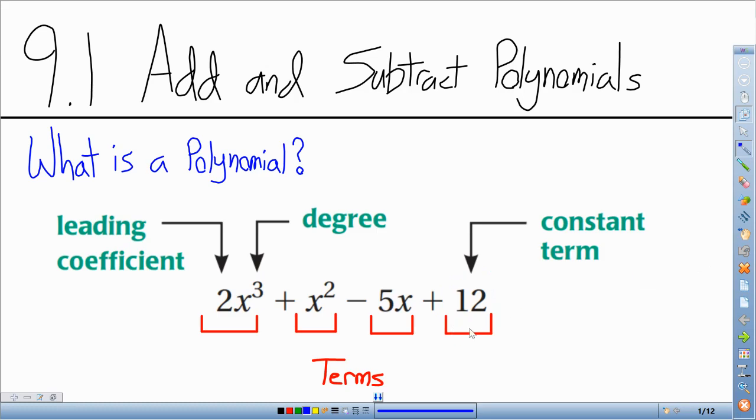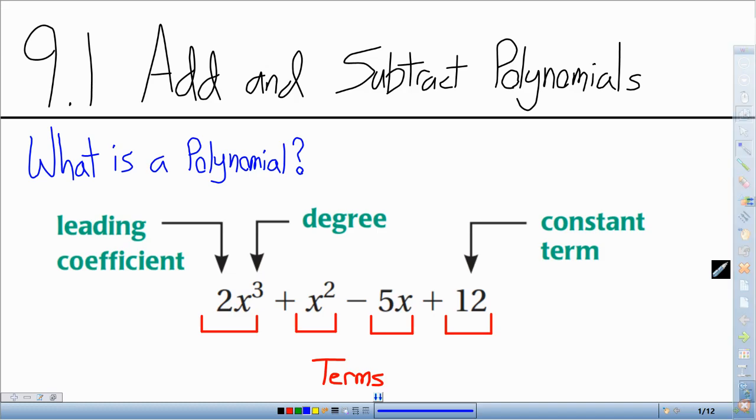The last thing is the degree of a polynomial. Basically, the degree of a polynomial is the biggest exponent that you have. On this one, the degree of this polynomial would be a 3. We'll get into that in a little bit. So that's what a polynomial is.